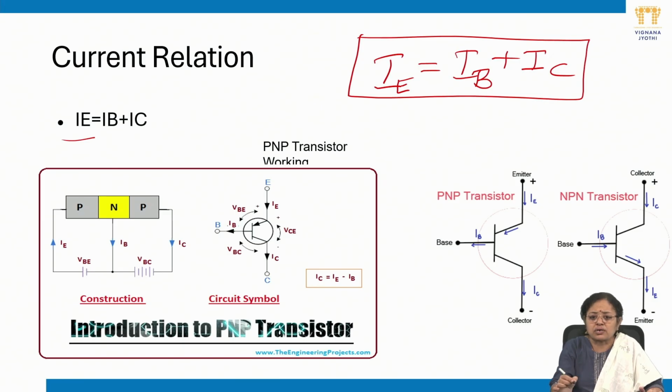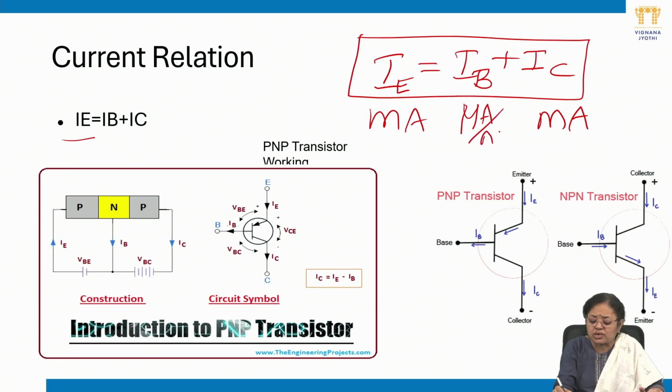But to be very specific, emitter current is in the milliamps, collector current is in the milliamps, whereas the base current will be in microamps or nanoamps, which is very, very small as compared to the milliamps IE and IC. Hence we can say that approximately IE is equal to IC. Approximately emitter current is equal to IC. So this is what we finally have.